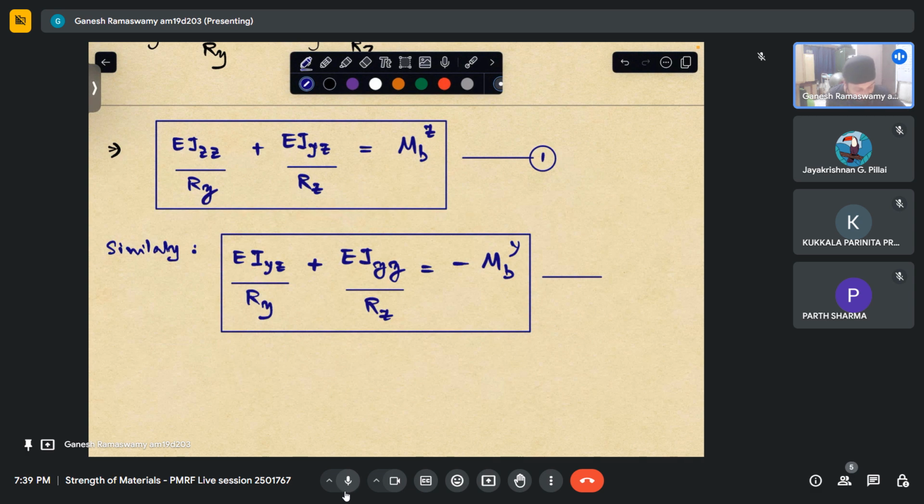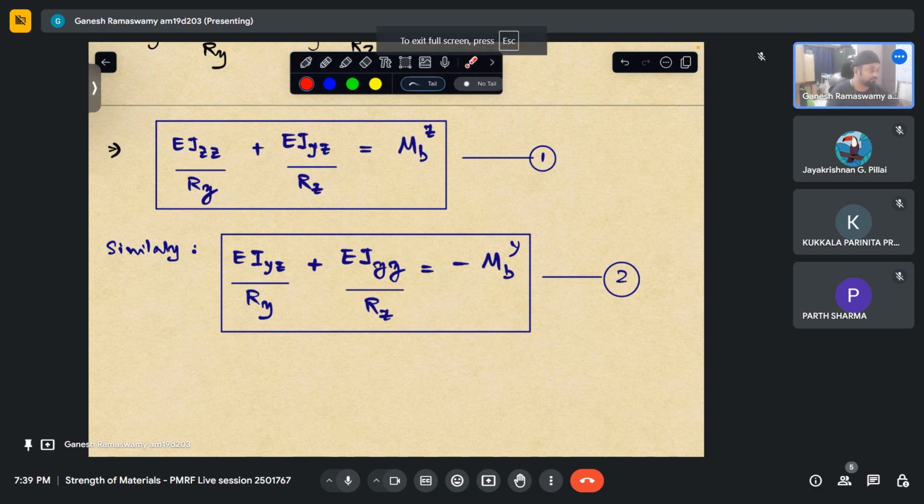So we have two equations. What are the unknowns here? These we will only apply. So this we know. E, I, Y, Z, everything is known, because once the cross section is fixed, we know how to calculate the products of inertia. What is unknown are these quantities.